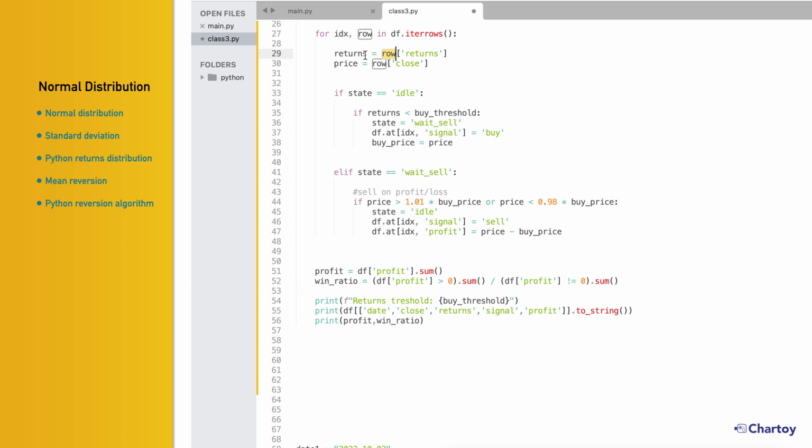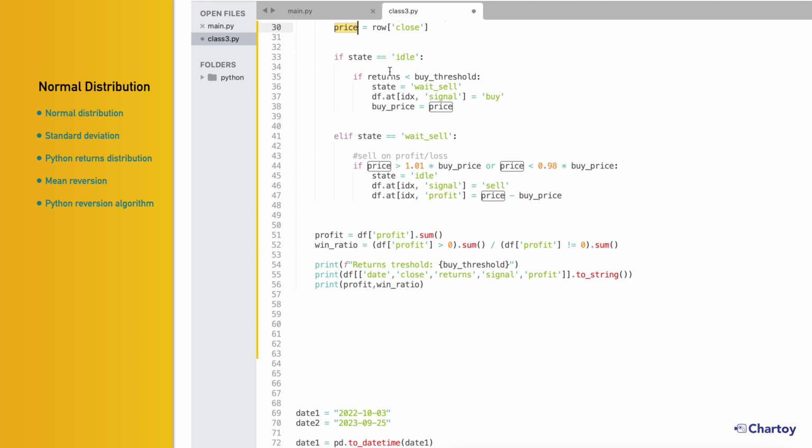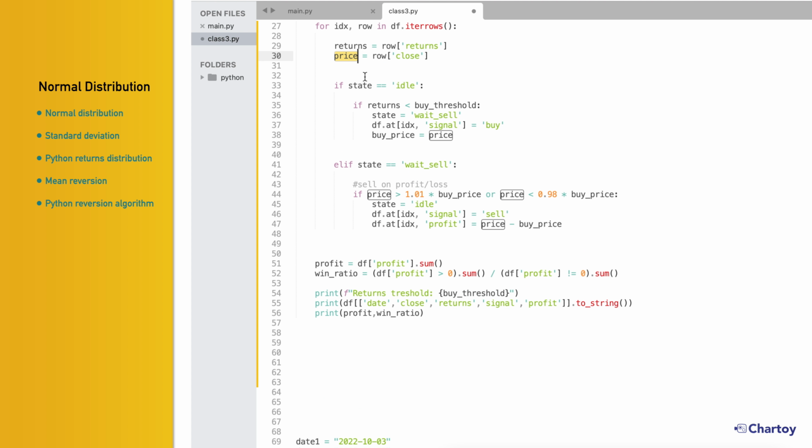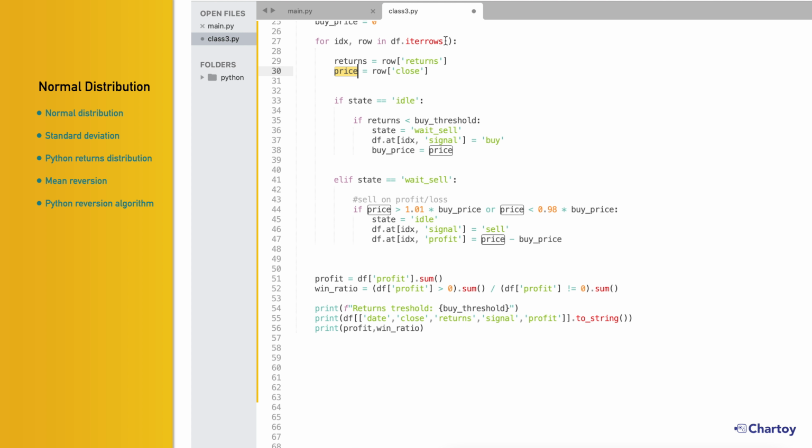So we're going now to iterate over each row, and each row is a day in the year, and we're going to calculate the returns and the price of that day, right? Each row in the data frame has the close price, which is the last price of that day, and the returns. The returns is the column that we calculated before.